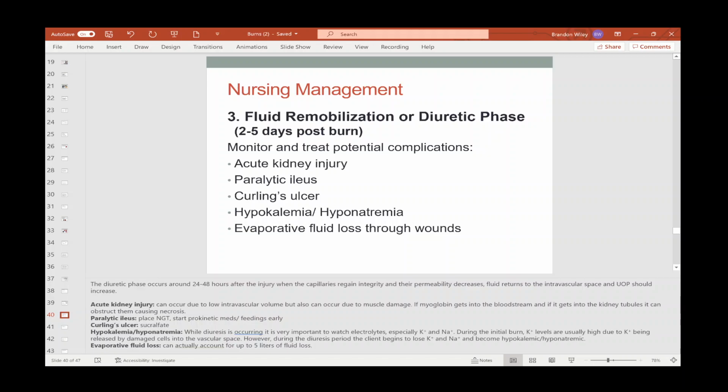There's also evaporative fluid loss through your wounds. We lose fluid as we talk and breathe every day, right? That's normal. But when you have all these open wounds, they're weeping. You're going to have some evaporative fluid loss through the wounds as well, so you have to be really careful with those. So it is a balance between fluid and electrolytes with your burn victims.